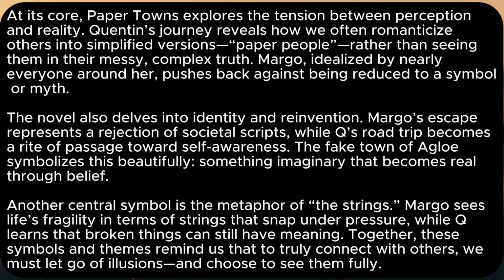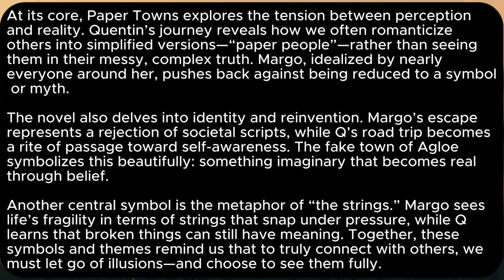At its core, Paper Towns explores the tension between perception and reality. Quentin's journey reveals how we often romanticize others into simplified versions, paper people, rather than seeing them in their messy, complex truth. Margot, idealized by nearly everyone around her, pushes back against being reduced to a symbol or myth. The novel also delves into identity and reinvention. Margot's escape represents a rejection of societal scripts, while Q's road trip becomes a rite of passage towards self-awareness. The fake town of Agloe symbolizes this beautifully, something imaginary that becomes real through belief.